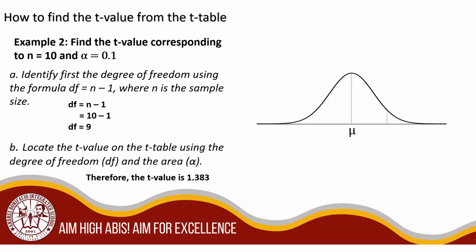So in the graph, we will have, okay, yung 1.383 is, let's estimate na lang na nandyan siya, 1.383. And then of course, the area, which is 0.1. So using that, ito yung right tail, yun yung area ng 0.1. Okay. So, mas madali na, di ba?